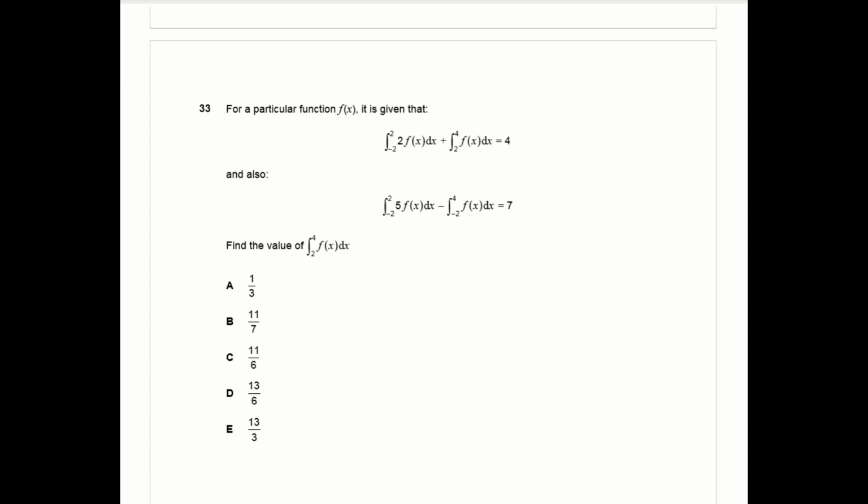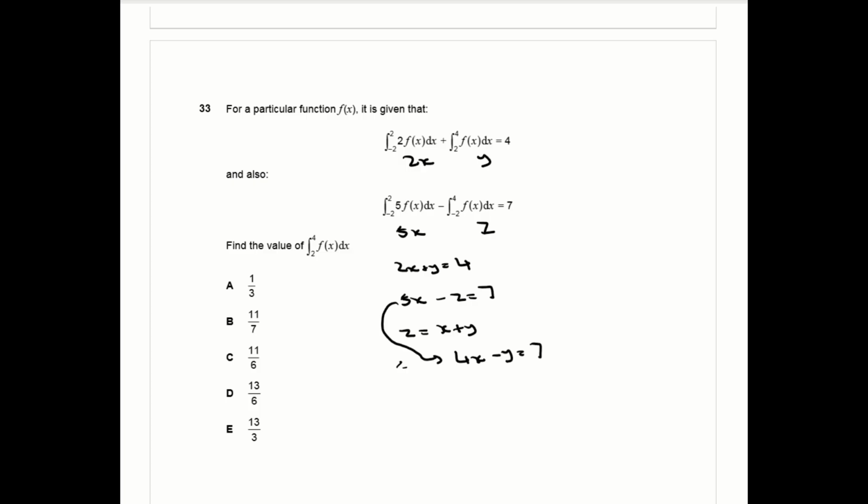Question 33 is quite hard if you've never done a problem like this before. So the first thing to do is you're given 3 separate integrals, and you can write an algebraic variable for each one using x, y, and z, and come up with simultaneous equations to solve for y in this case. So you end up with 2x plus y equals 4 from the first equation, and 5x minus z equals 7.